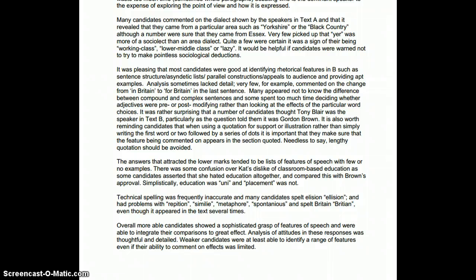The answers that attracted the lower marks tended to be lists of features of speech with few or no examples. Remember to quote. Some of you are still doing this. You're going through a whole text without any quotes. The quotes need to be there. Lists of features of speech, again, suggest that they're not being analysed. So you're listing them, you're finding them, brilliant, you're showing knowledge, but you're not going to get very high up the mark scheme unless there's analysis there.